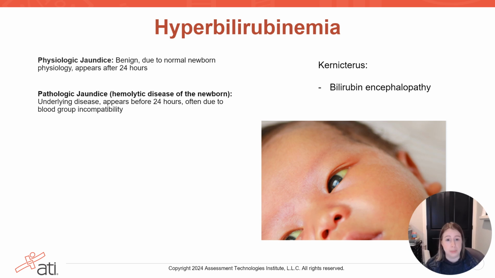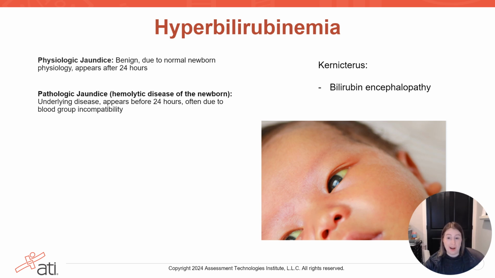Okay, moving on to hyperbilirubinemia. We've got two types of jaundice. Physiologic, which appears after 24 hours of life, and that's generally benign. Or you can have pathologic jaundice, which appears before 24 hours, and that is usually caused by an underlying issue, like an Rh or ABO blood group incompatibility. And so for those babies, if we suspect that we're having those issues, we're going to identify with a Coombs test and treat that accordingly.